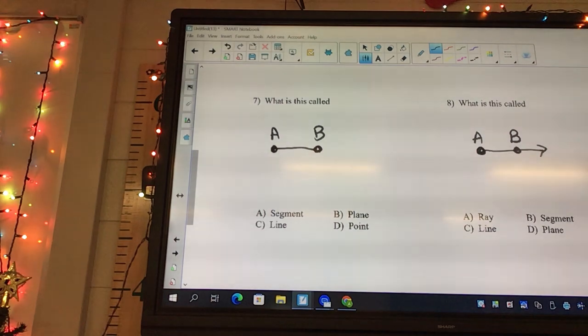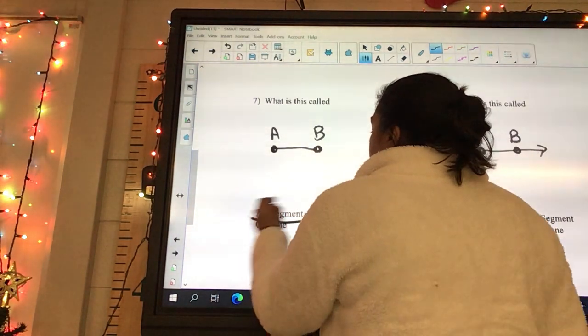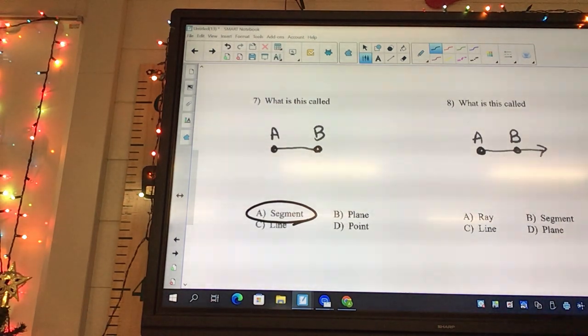Seven, what is that called? It's a segment. Okay, what about 8? What's that called? Right. It's a ray. What's the difference between a segment and a ray? 2 points and an arrow. Yeah, so the rays have an arrow, okay?